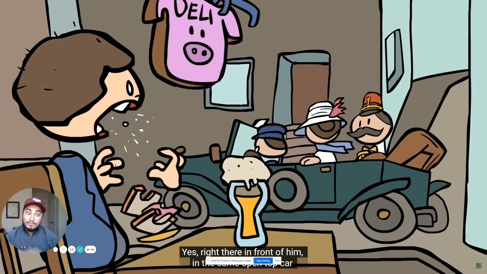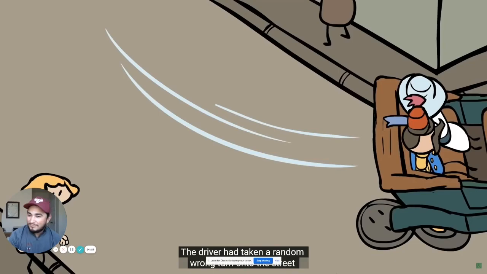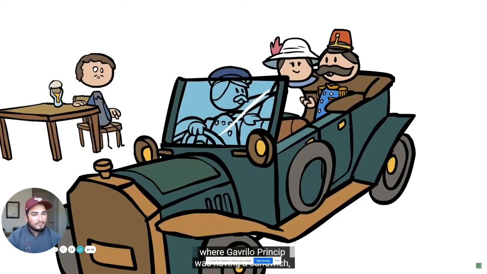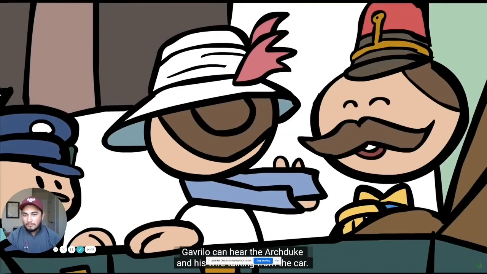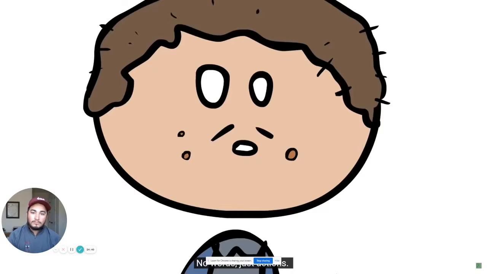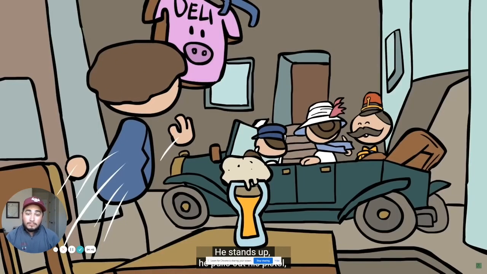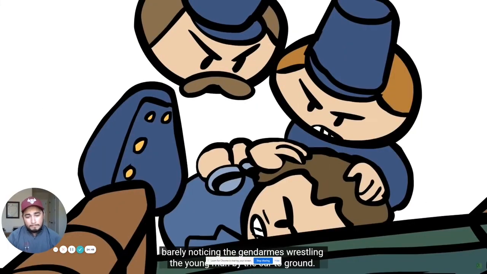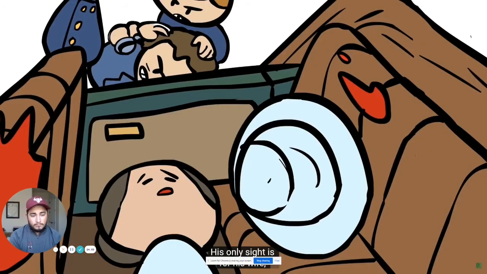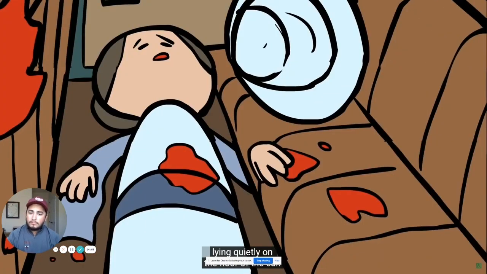Yes, right there in front of him, in the same open-topped car, was the Archduke and his wife. The driver had taken a random wrong turn onto the street where Gavrilo Princip was having a sandwich, and their car had just stalled out trying to back up. 3 strides away. Gavrilo can hear the Archduke and his wife talking from the car. No words, just actions. He stands up, he pulls out his pistol, and he fires 2 shots that change the world. The Archduke looks over, barely noticing the gendarmes wrestling the young man by the car to the ground. His only sight is for his wife, lying quietly on the floor of the car.